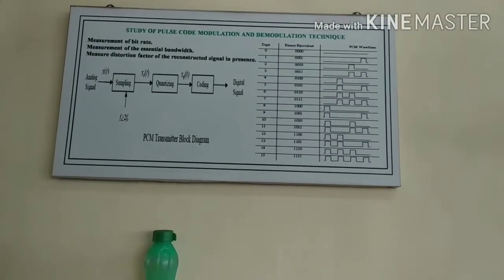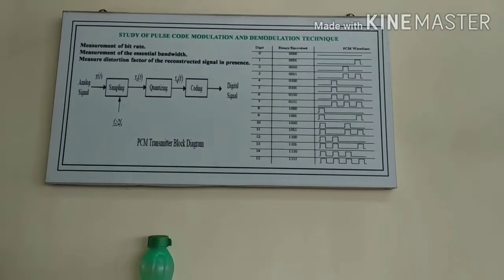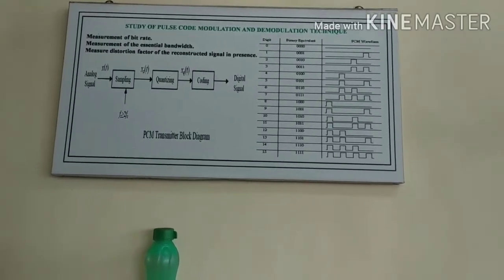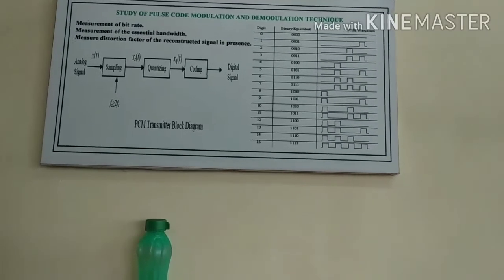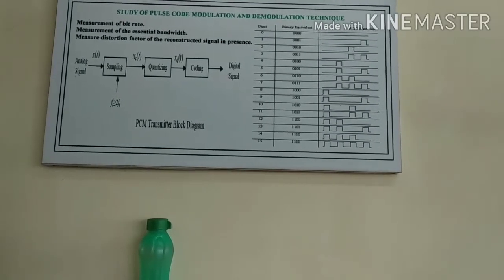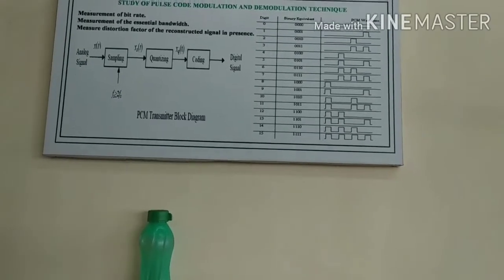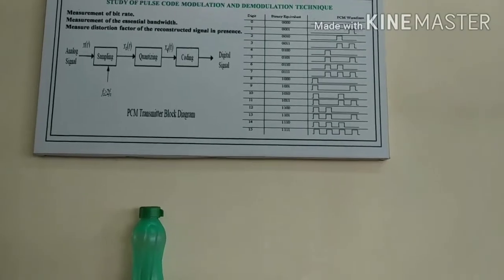The steps of pulse code modulation are: first, the analog signal is given to the sampling circuit, then this signal goes to the quantizing circuit, and then the output of quantizing goes to the coding section. Then we get the digital signal, that is the PCM signal. Okay, this is the theoretical part.